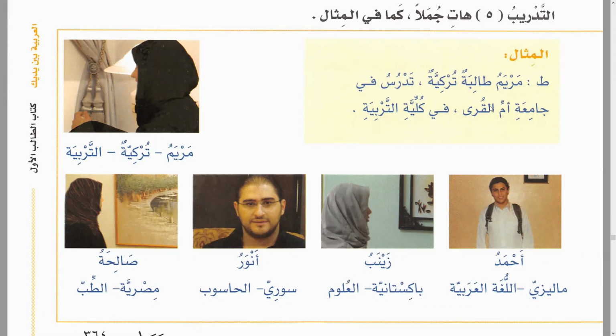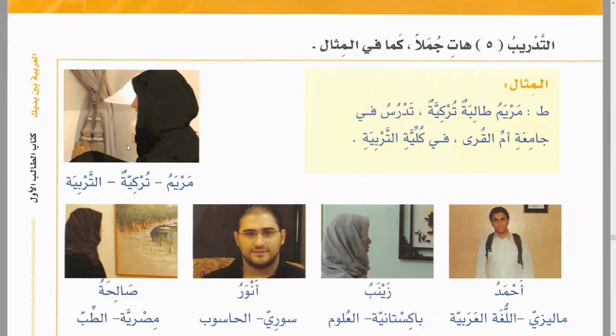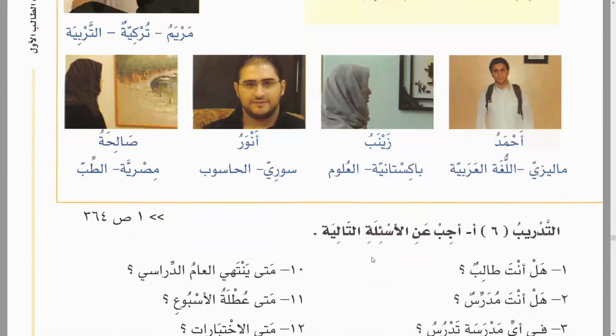Next, Anwar. أنور طالب سوري. Anwar is a Syrian student. يدرس. Why يدرس? Masculine, right? يدرس في جامعة القرى في كلية الحاسوب, in computer college or IT, information technology. صالحة مصرية. طالبة مصرية is an Egyptian student. تدرس في جامعة القرى في كلية الطب. Right? So we should be careful of changing tadrusu if it's feminine and then yadrusu for masculine. Ahmed Malizi yadrusu في جامعة القرى في كلية اللغة العربية.